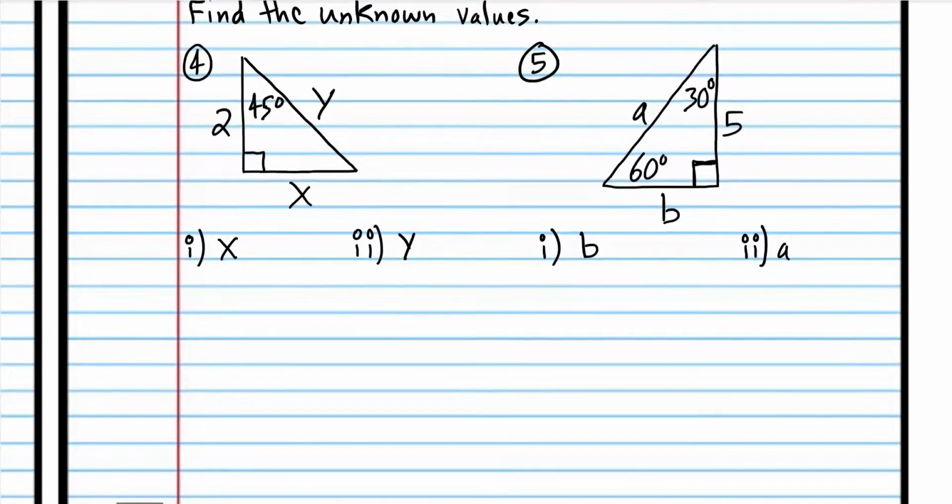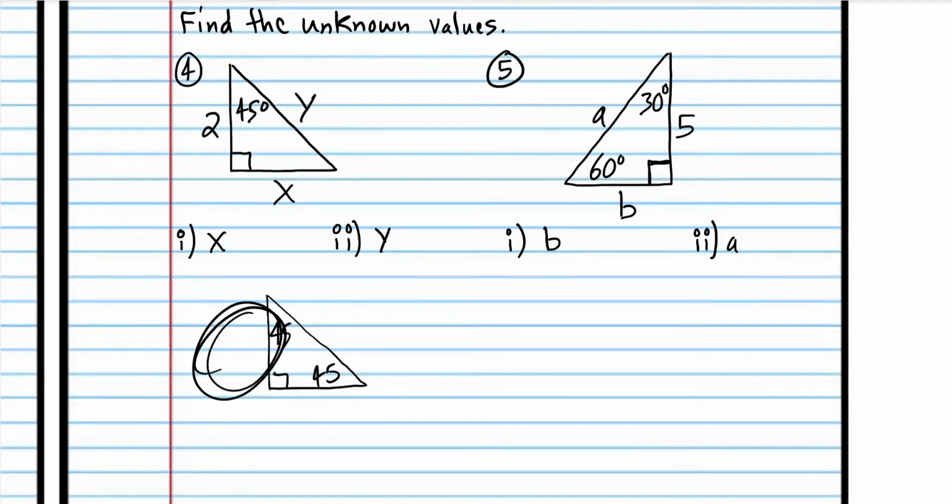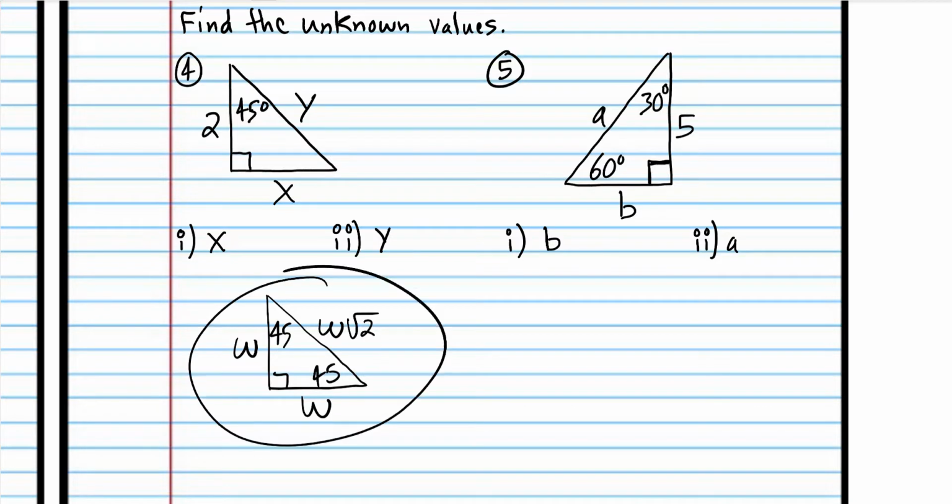Now, that theorem tells us that if you have a 45-45-90 triangle, like so, whatever this side is over here, I'm going to call it W, that side has to be the same as this side. And we know that from the isosceles triangle theorem. But this side over here is whatever these other sides are multiplied by root 2. And you must memorize this.